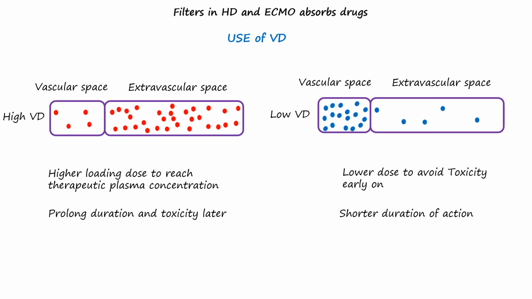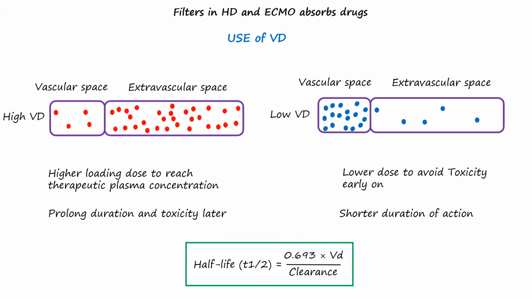In other words, volume of distribution helps us calculate the half-life of a drug. The formula for half-life of a drug is given here. Also, as we have seen, volume of distribution can change in special populations such as elderly, obese, and those with special medical conditions like liver or renal diseases. So it helps us make patient-specific dose adjustment.